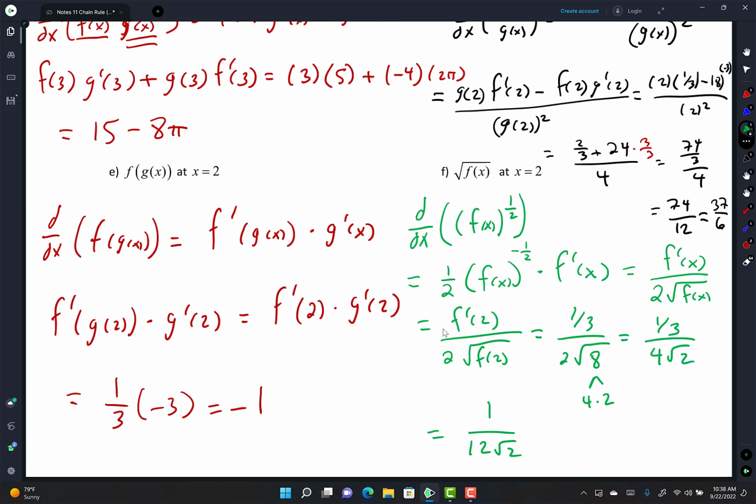And I don't like that square root of 2 in the bottom. So we're going to multiply this by square root of 2 over square root of 2. And we get rock.